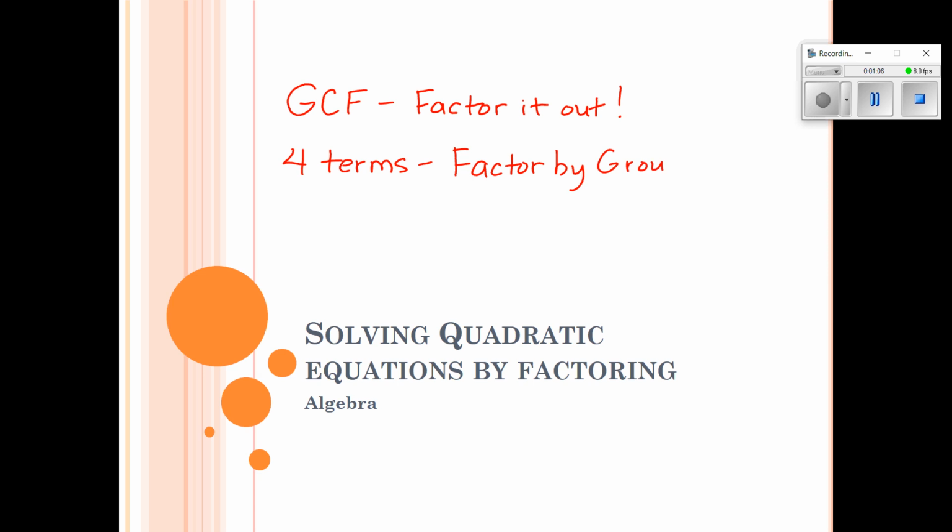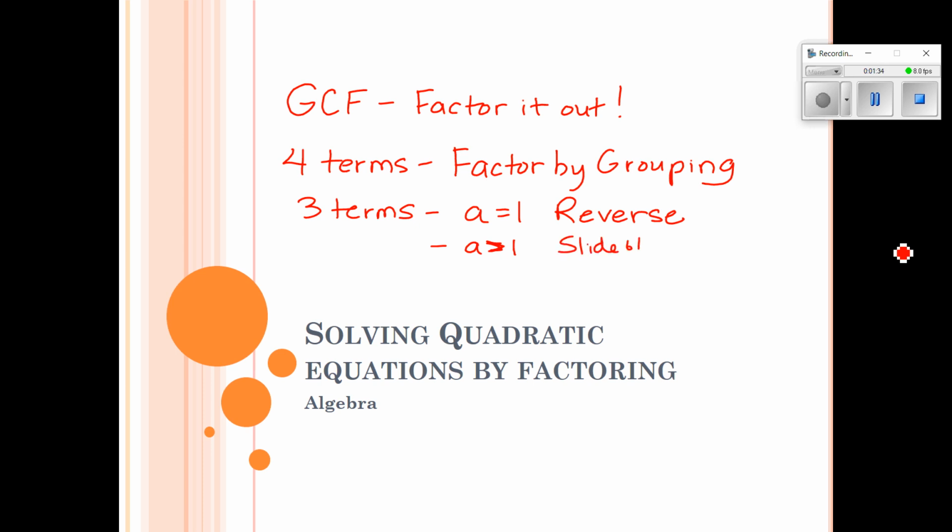If there were 3 terms left after taking out the greatest common factor, and the A term, or the first term, was equal to 1, we use something called reverse FOIL. If there were 3 terms left and the first term was greater than 1, we did something called slide and divide. And then if we had 4 terms, we factored by grouping. And if there are 2 terms left, we are going to look for the difference of 2 perfect squares.